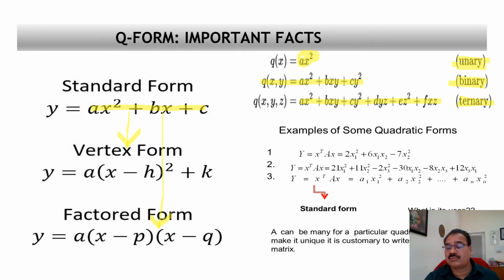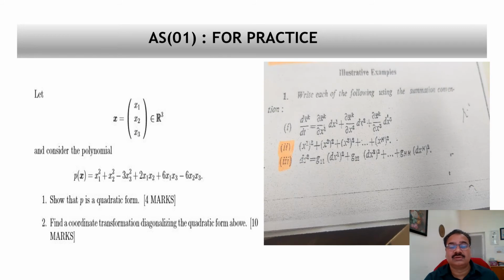Now, as an example of a quadratic form, you may write y is equal to x transpose A x in matrix form. This may also be written as y is equal to x transpose A x is equal to a1 x1 square plus a2 x2 square and so on up to an xn square. This standard form means A can be many for a particular quadratic form. To make it unique, it is customary to write it in matrix notation. So this is about the quadratic form.